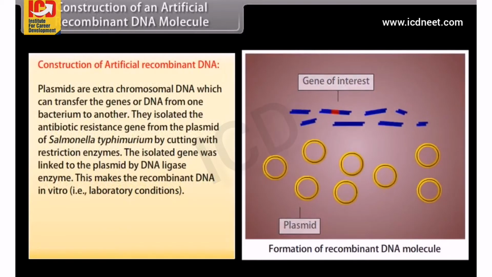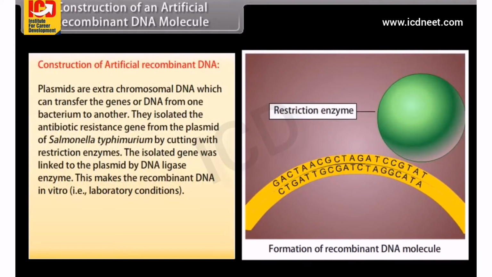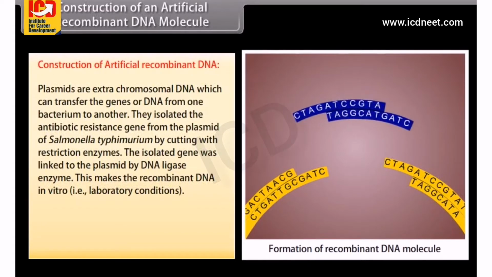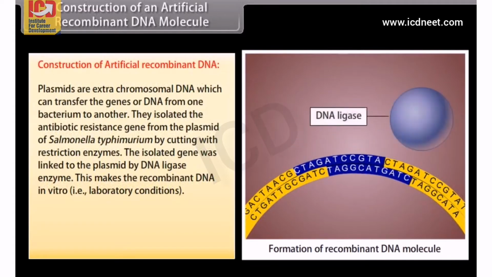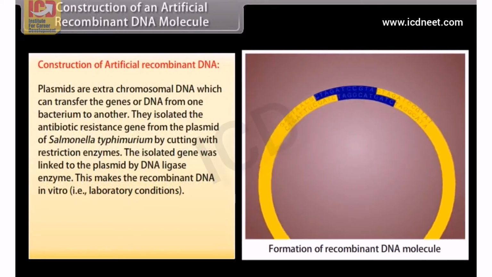Construction of artificial recombinant DNA. Plasmids are extrachromosomal DNA which can transfer the genes or DNA from one bacterium to another. They isolate the antibiotic resistance gene from the plasmid of Salmonella typhimurium by cutting with restriction enzymes. The isolated gene was linked to the plasmid by DNA ligase enzyme. This makes the recombinant DNA in vitro, that is, laboratory conditions.